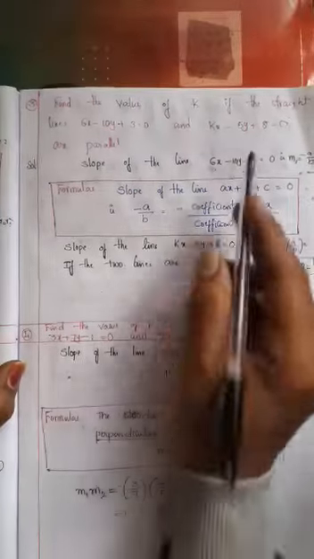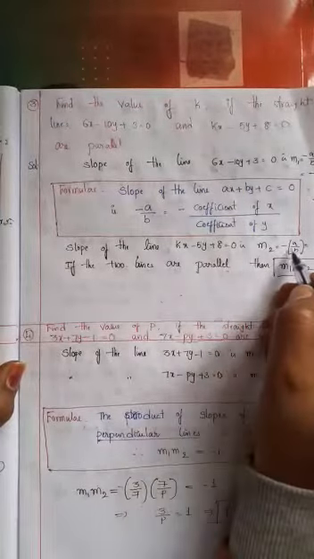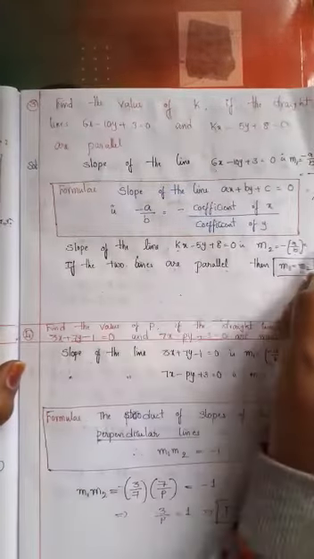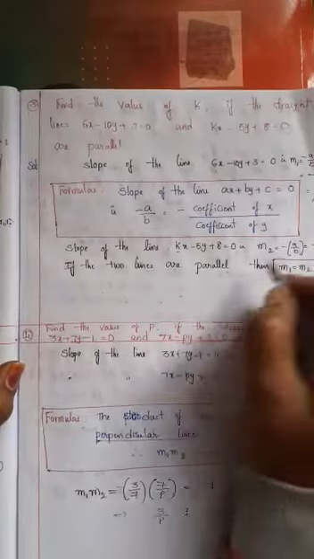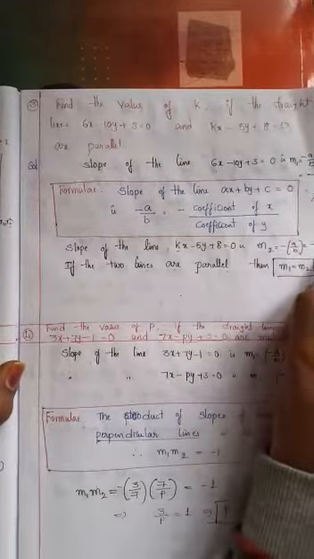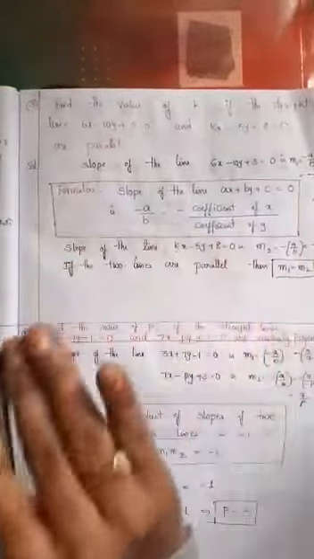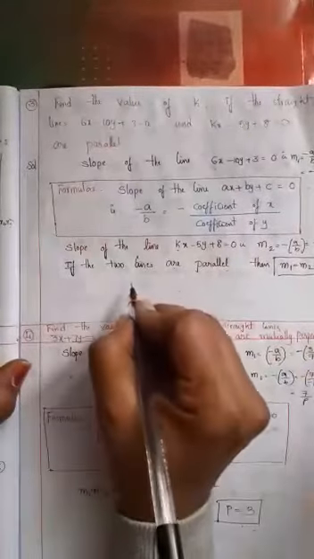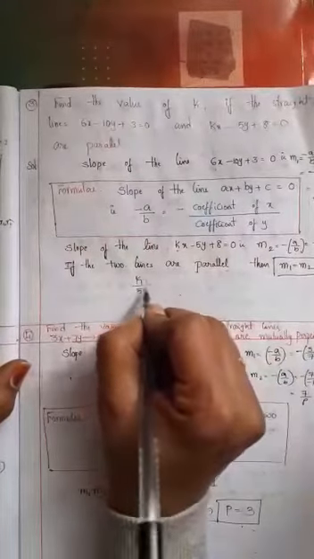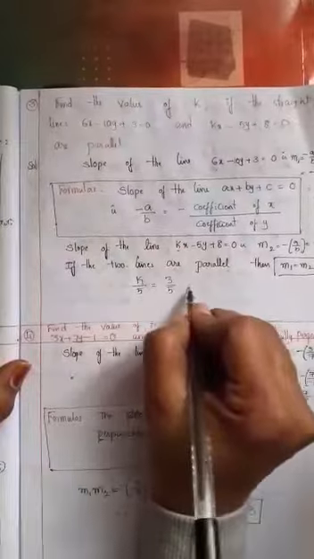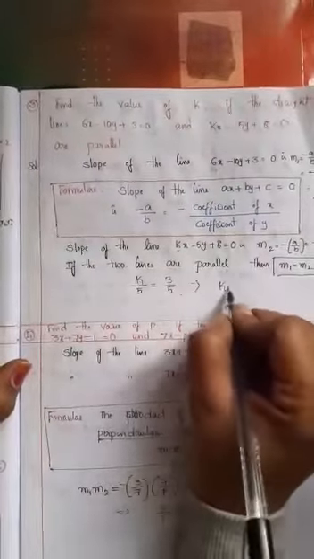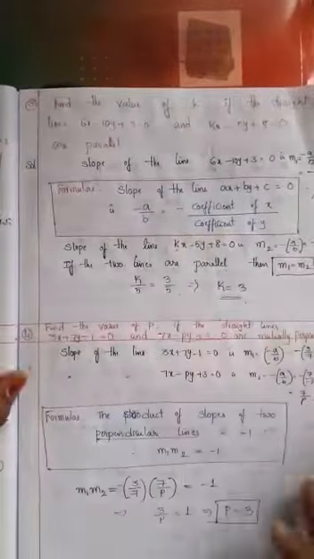And the slope of the other line is also minus a by b. What is the a value here? Minus k by b value is minus 5. So, k by 5. These two are parallel lines. So, the slope is the same. Therefore, k by 5 is equal to 3 by 5. Denominator part is same. That implies k value is 3.